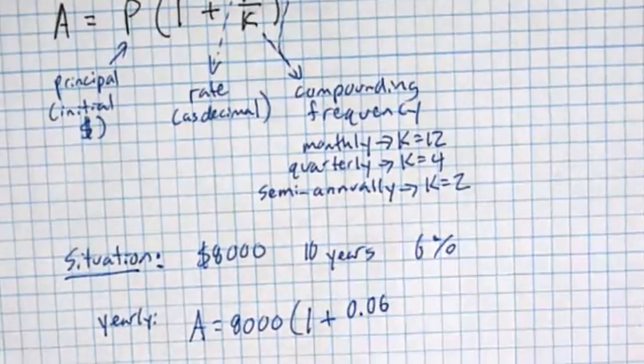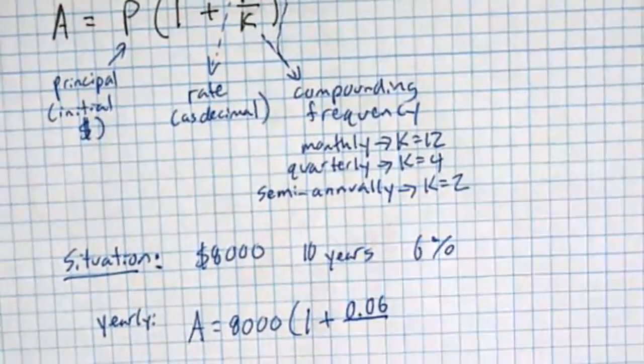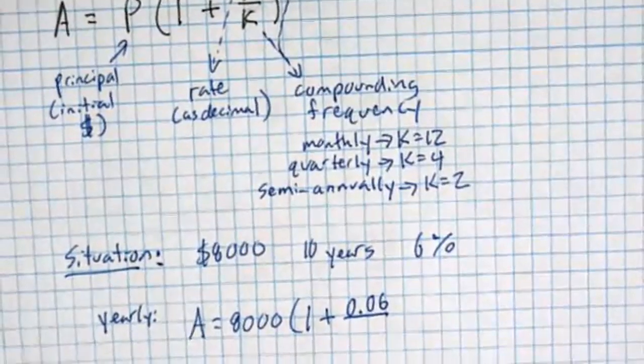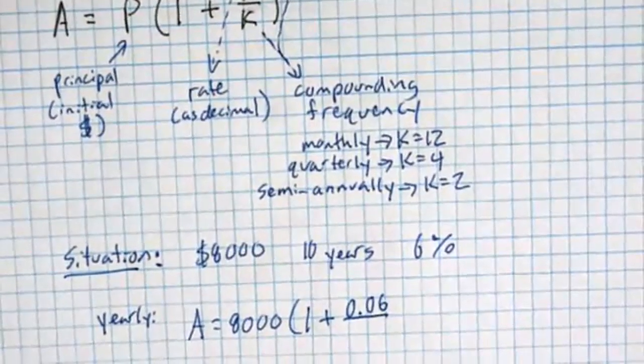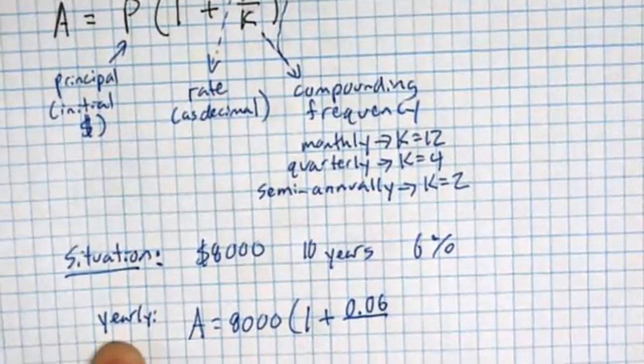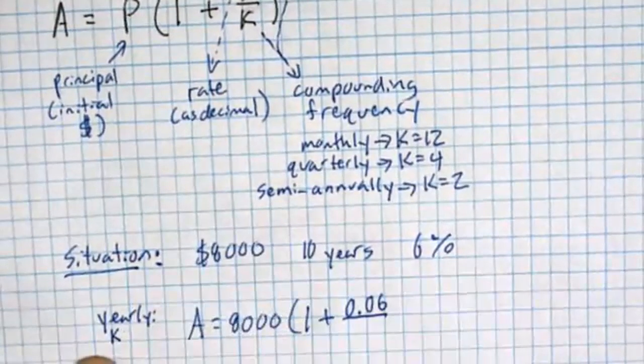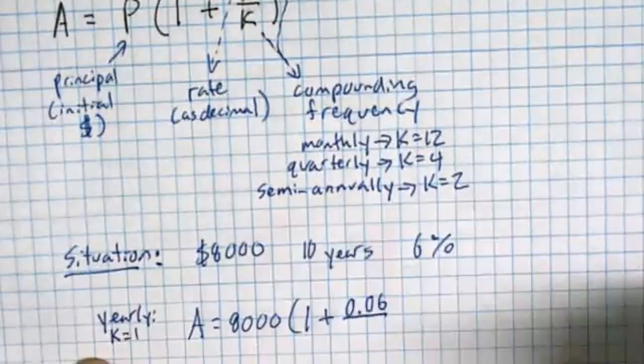0.6 would be awesome. Woo! I wish. That's, yeah, like if you had a time machine and you could go back and invest in like Apple 20 years ago, you might get 60%. Over what? If yearly, then K is going to be yearly. That means you're only earning interest how many times a year? Once per year. So K would be 1. We're going yearly.